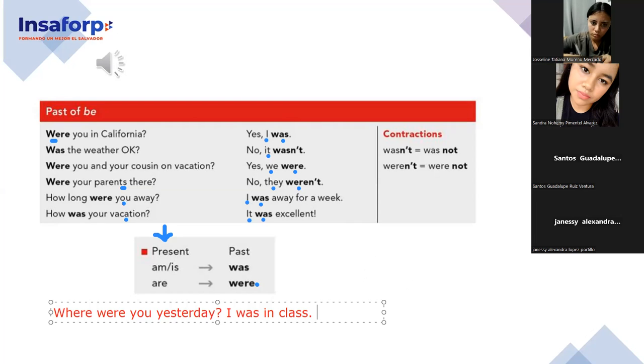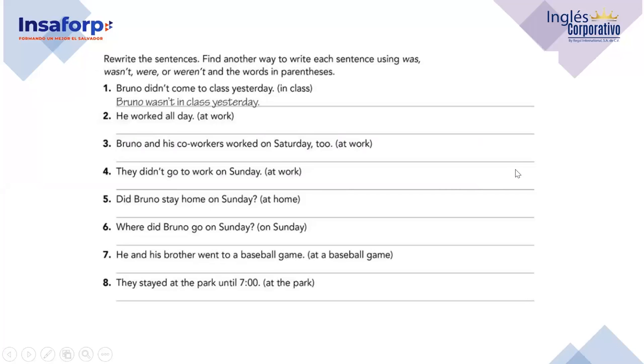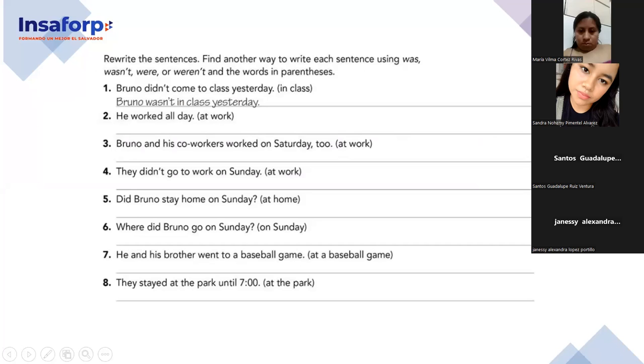Okay, let me stop sharing so I can delete everything and carry on with this one. Okay, we're gonna have a bit of practice. Here we have rewrite sentences. Find another way to write the sentence using was, wasn't, were or weren't and the word in parentheses. For example, Bruno didn't come to class yesterday. So we have in class. Bruno wasn't in class yesterday. So we're gonna rewrite the sentence, but we're gonna use was, wasn't, were, or weren't, and we're going to use the information in parentheses. Okay?